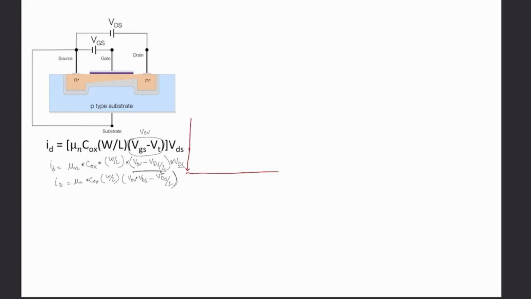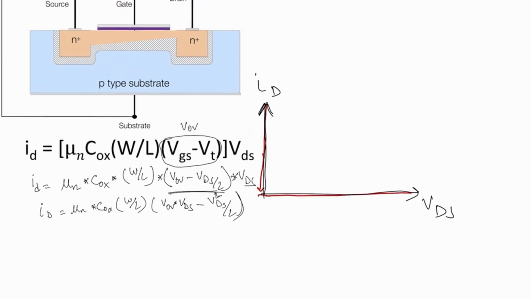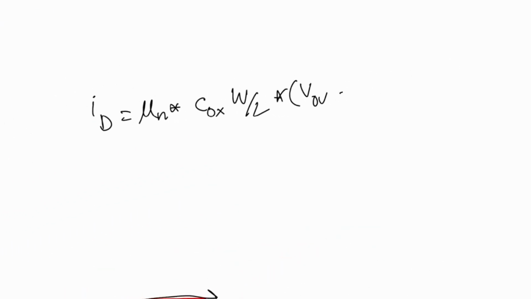So now you can see here why the current ID will change when we increase the VDS. Okay, so let's write down the equation again. ID is equal to mu n COX W by L, VOV minus VDS by 2, multiplied by VDS.